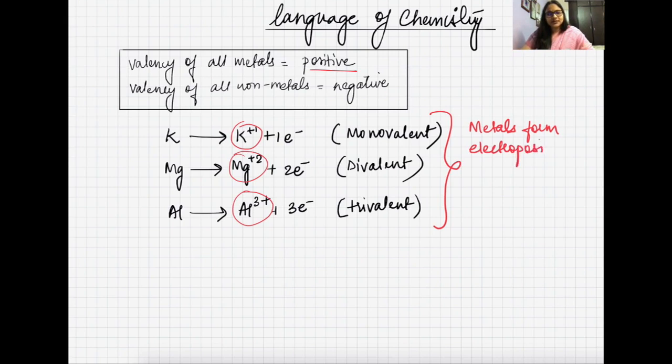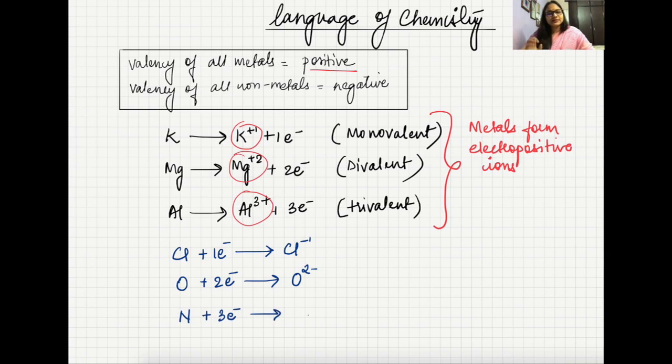Okay, so metals tend to develop a positive charge. That nature of metals is called its electropositive nature. On the other hand, non-metals like chlorine gain an electron to form a negative ion. So chlorine gains 1 electron to form chloride ion. Oxygen gains 2 electrons to form oxide ion. Nitrogen gains 3 electrons to form nitride ion.